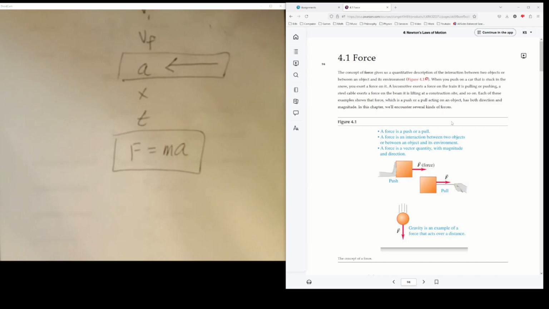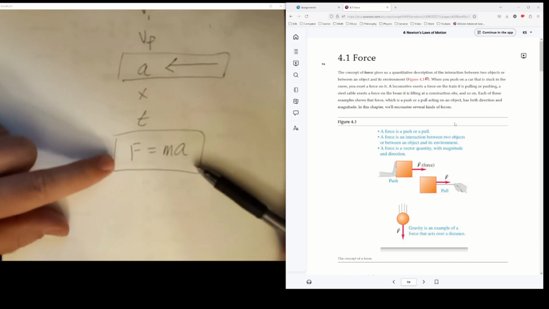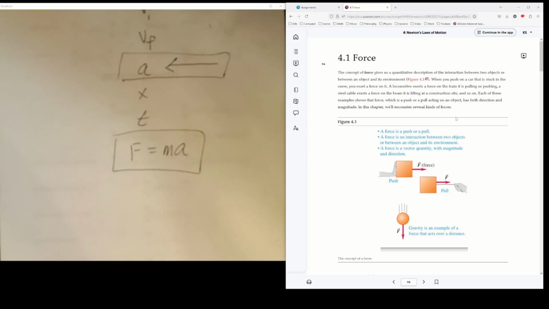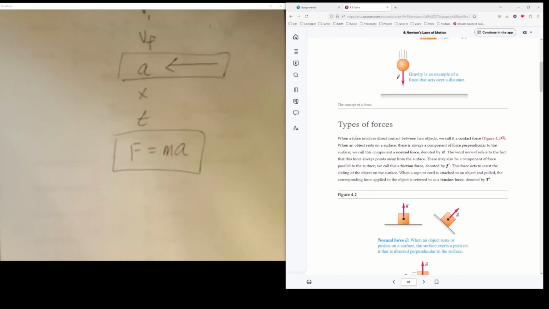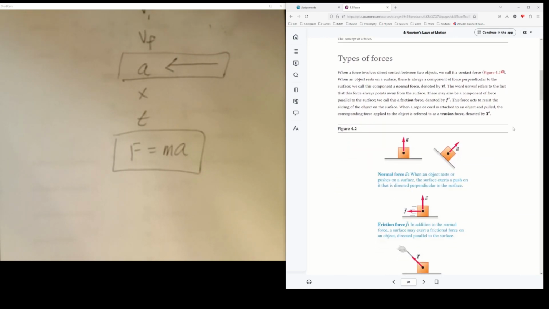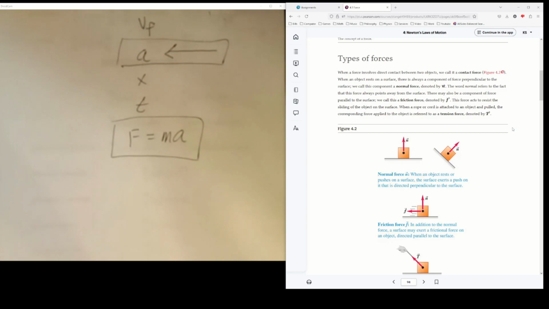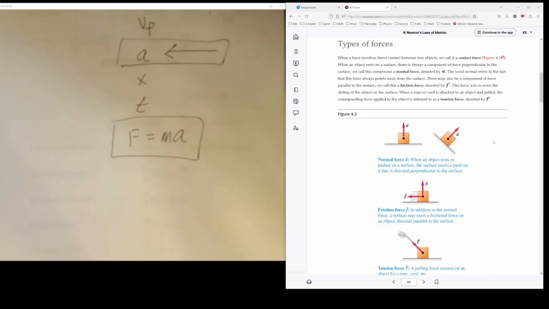And in 4.1, they don't introduce F equals ma yet. What they do in 4.1 is introduce the forces that we'll be talking about. I think this is really important, because the real world is complicated, and we're not going to deal with all those complications. One of the challenges with introductory physics is knowing which forces we are going to be dealing with and which ones we're going to be ignoring. These are the four forces that we're going to be dealing with here.